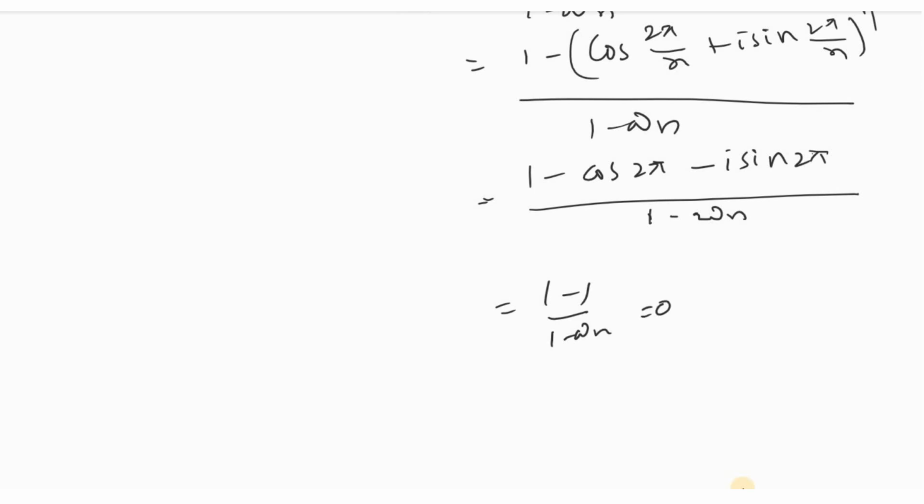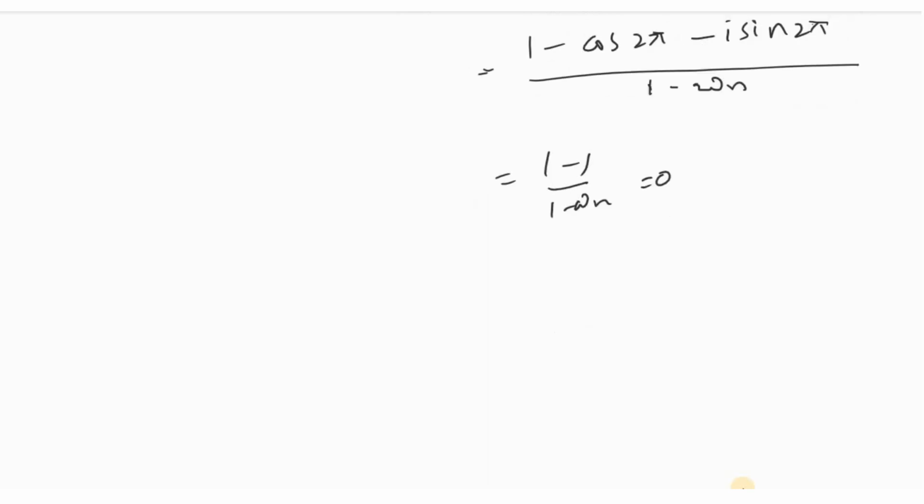That means the sum of the roots of unity is 0, and they are in geometric progression. Let's have another example.